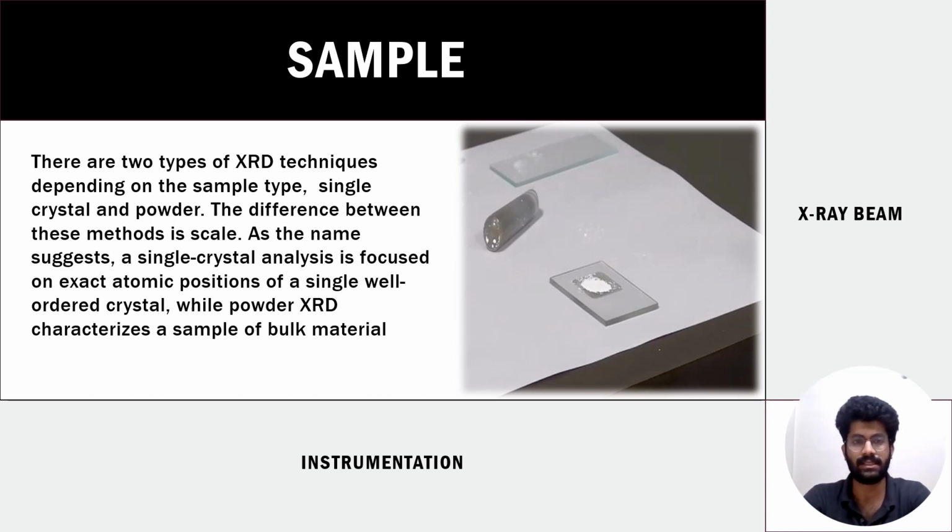As the name suggests, a single crystal analysis is focused on exact atomic positions of a single well-ordered crystal, while powder XRD characterizes a sample of bulk material. Powder X-ray diffraction is used on microcrystalline powder samples. Powder XRD can be relatively quick compared to single crystal XRD due to the significantly reduced difficulty in the sample preparation step. It can be very challenging to grow high quality single crystals of sufficient size to perform single crystal XRD measurements for many materials, but powder XRD can be performed on much smaller crystal sizes.